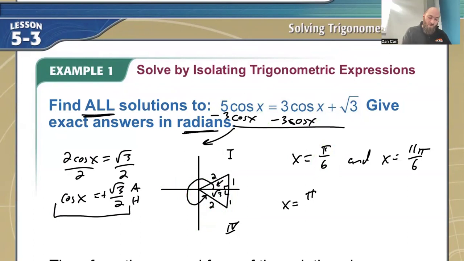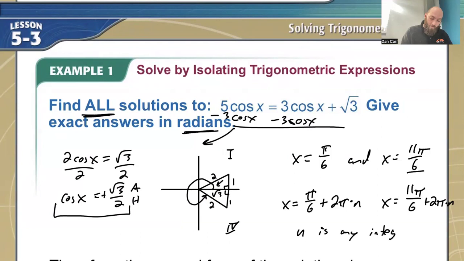So x is actually going to be equal to pi over 6 plus the coterminal idea, which is 2 pi times n. And the same thing can happen here. I'm going to write that one out as well. So these are all of my solutions: 11 pi over 6 plus 2 pi times n, as long as n is any integer.